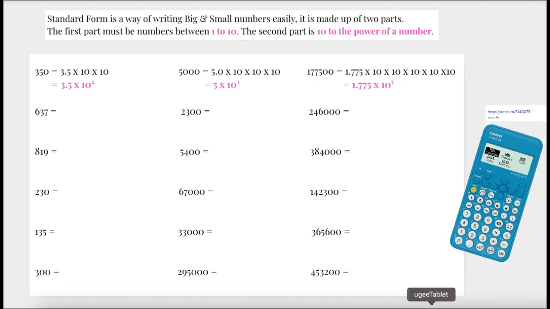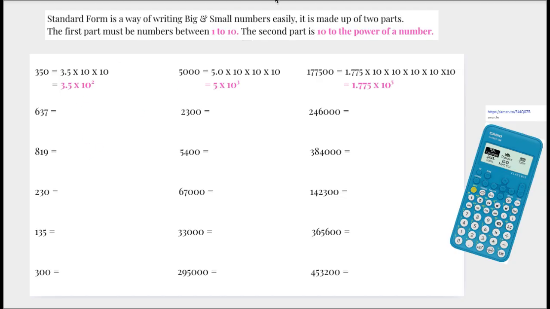It's just a way of writing massive big numbers that could go on endlessly into small numbers for you to work out. It just makes it easy to learn, easy to say. But there are a couple of rules. Now, the first part must be numbers between 1 and 10. And when I say that, it means these numbers here, where the decimal is. It has to be between 1 and 10. That's a 3, and that's a 5. Not 10. Between 1 and 10. Okay?